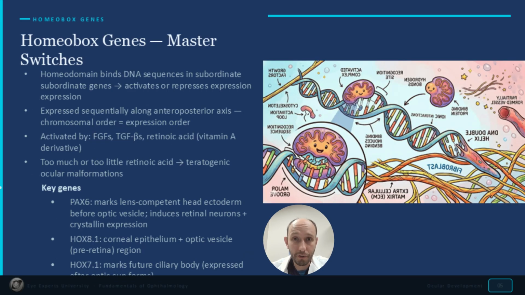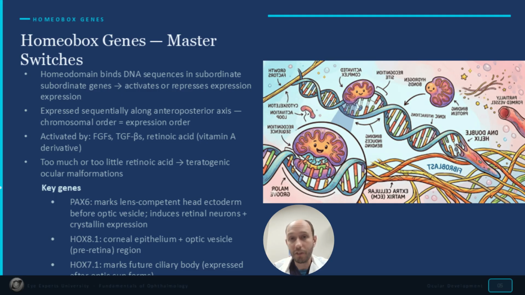Homeobox genes are the master switches. They're the ones that activate and express the other genes necessary for development. They are activated by the growth factors and retinoic acid, which is vitamin A. That's why if you take too much vitamin A or retinol when you're pregnant, it's going to cause malformations because it's going to overstimulate the homeobox genes.